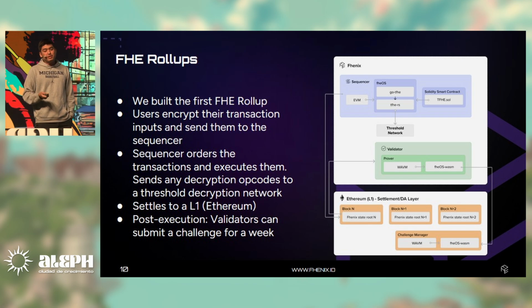So like any L2, we're just going to settle to the L1, and post-execution validators can submit a challenge for a week. What does that sound like? Optimistic verification. So why are we using optimistic verification versus ZK, right?